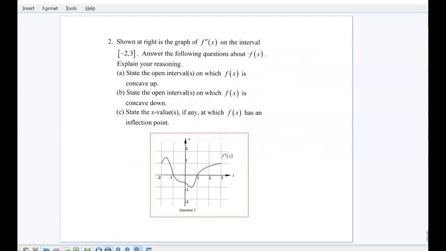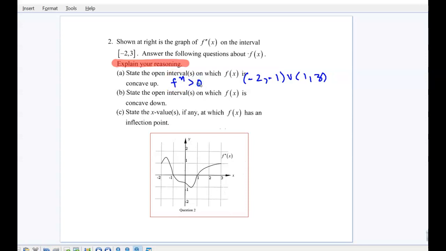Okay, let's take a look at another example. Shown below is the graph of f double prime, and we want to state on which open intervals the function is concave up. Again, they want us to explain our reasoning or justify. It's concave up when the second derivative is positive. So this would be from -2 to -1, and also from 1 to 3, because that is where f double prime is greater than 0.